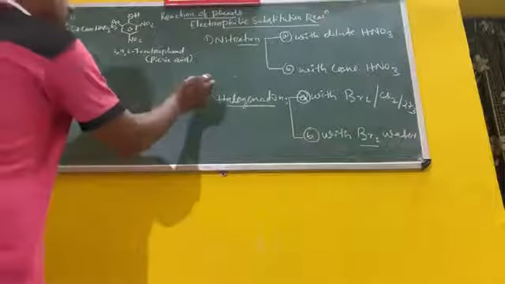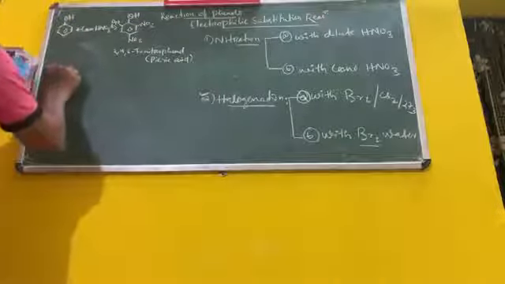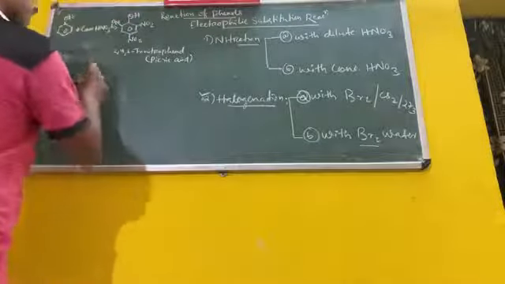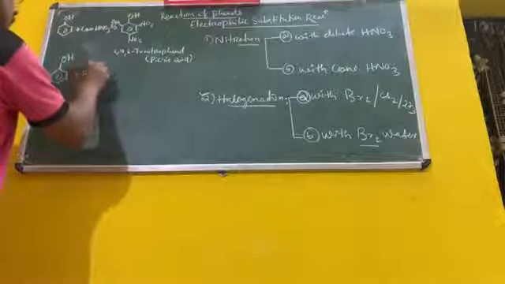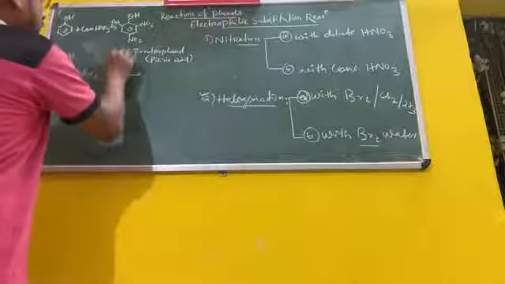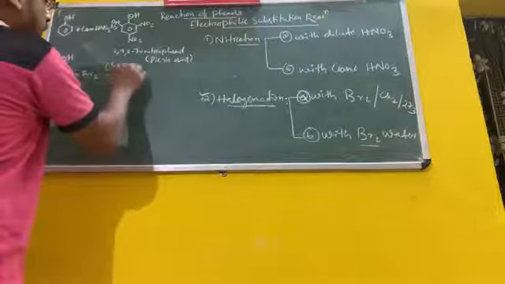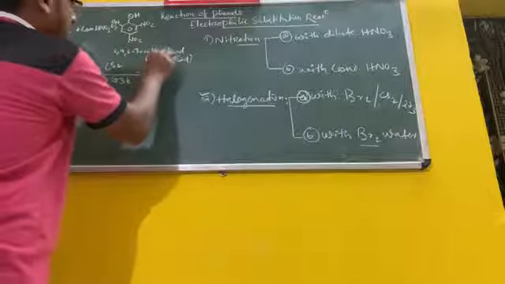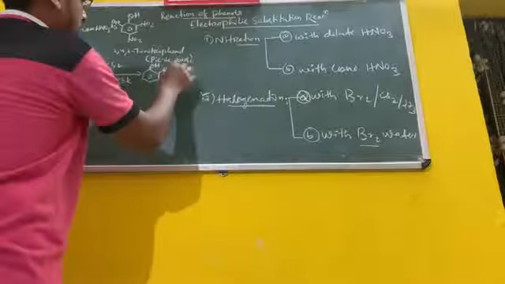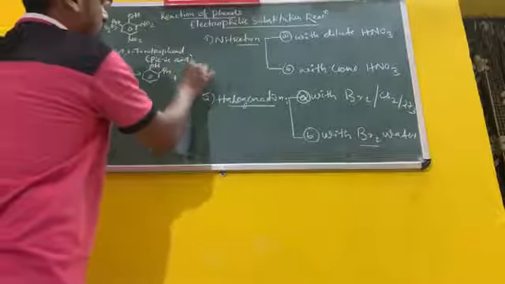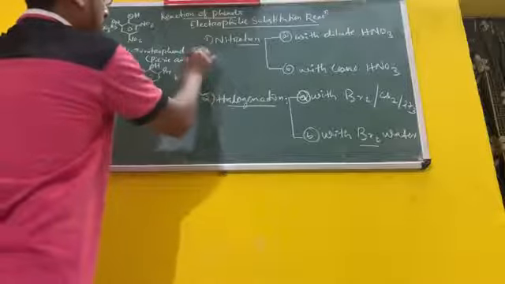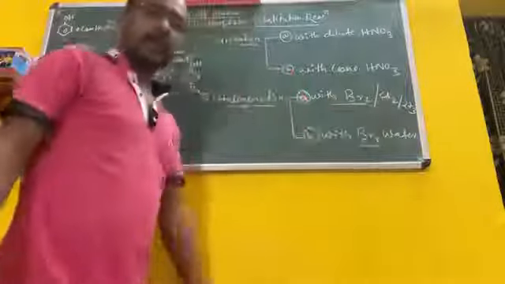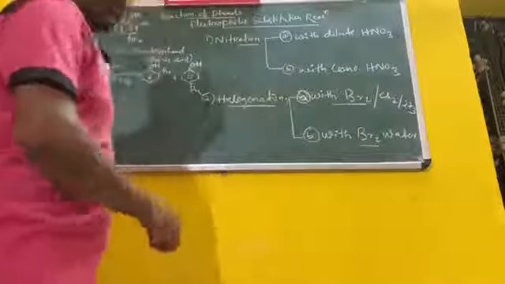You know this one: phenol, OH, in the presence of Br2 and CS2 at 273 K, forms the ortho derivative and the para derivative. This is ortho and this one is para. This is with bromine. Now, what will happen with bromine water?